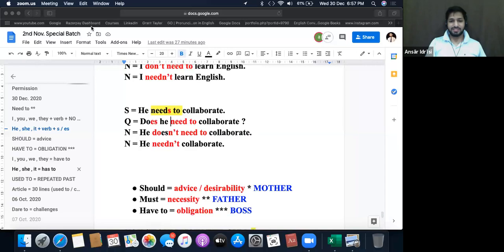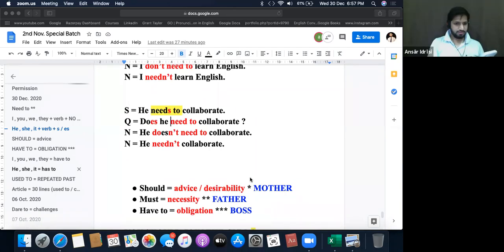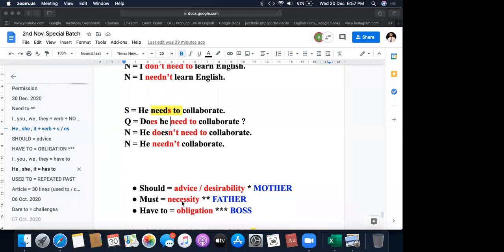Chalo. Continue, please. Continue, please. Yes, continue. It needs to grow up. Does it need to grow up? It doesn't need to grow up. Very good. It needs to adopt. Does it need to adopt? It doesn't need to adopt.